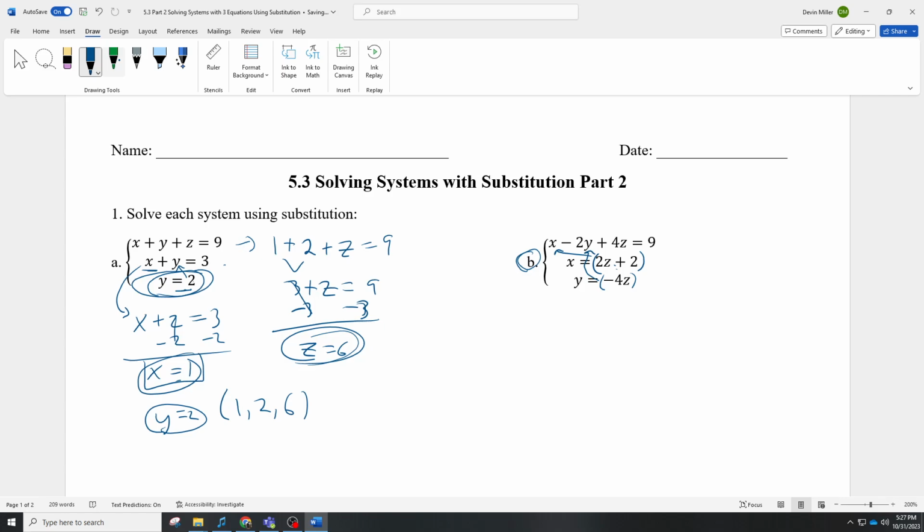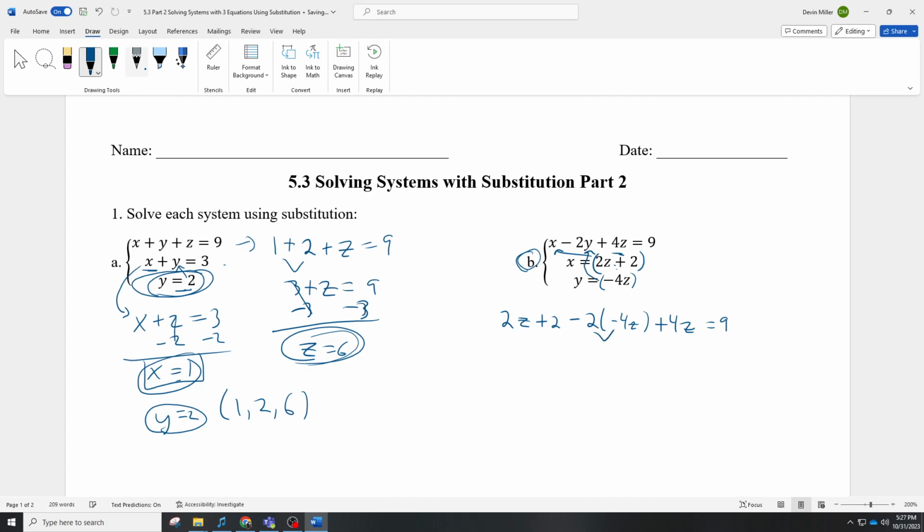So as we write this out, we're going to replace both these at the same time, and we're going to have only an equation with z in it. So it's going to be 2z plus 2 minus 2, and then multiply this out. Instead of using y, we're going to use this negative 4z. Oh, sorry, I missed one. Forgot the end part here, which is plus 4z equals 9. Now, I know it's a pretty big equation here, but all we have here is z's. And once you have an equation with only one variable, we can then solve for that variable.